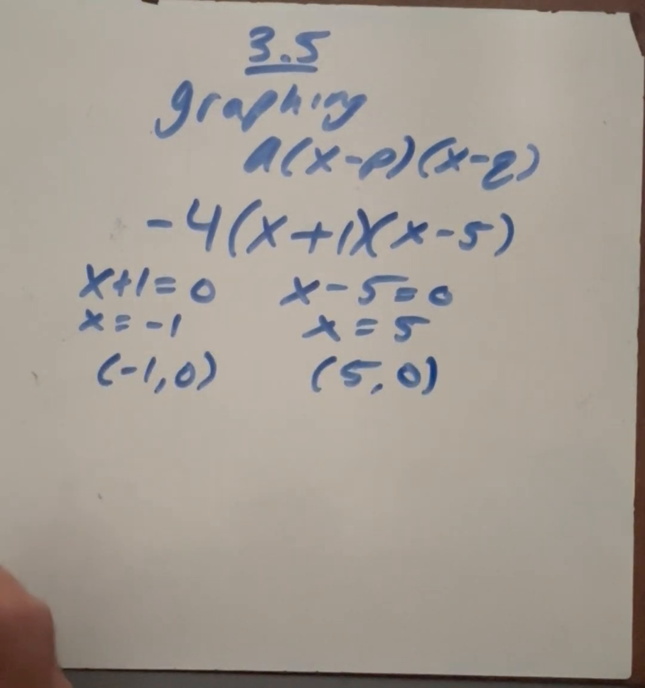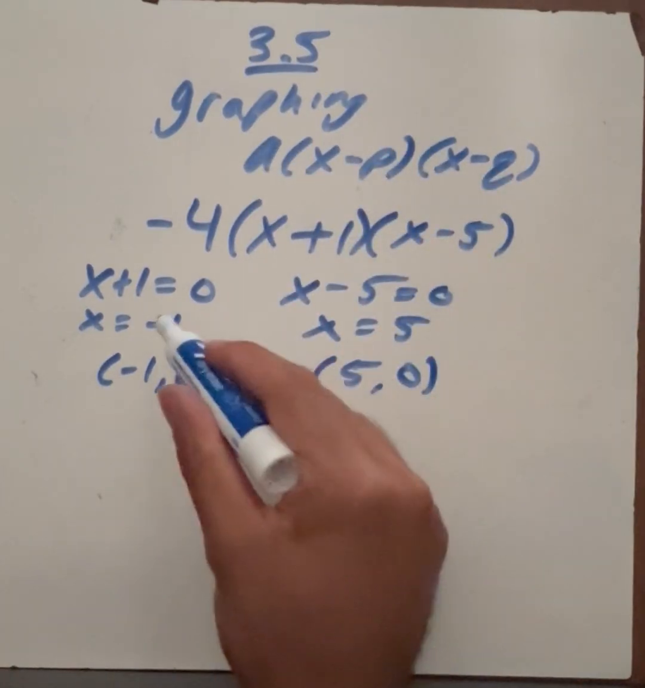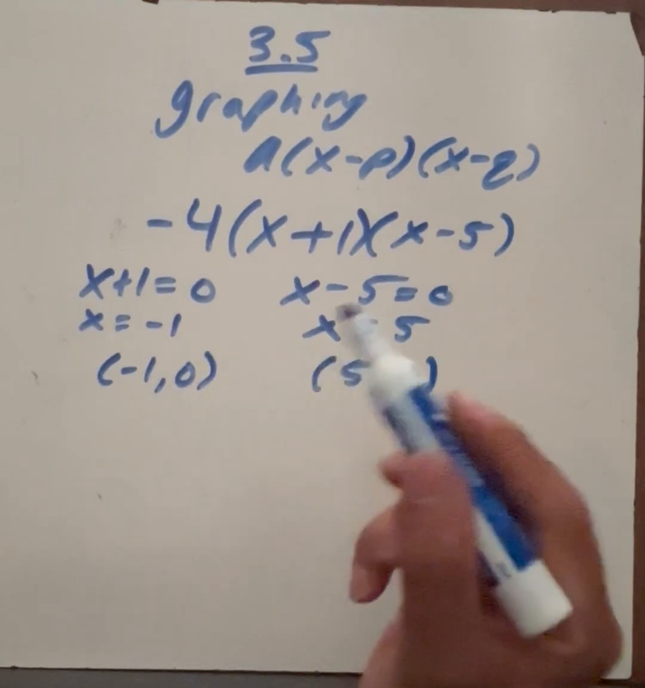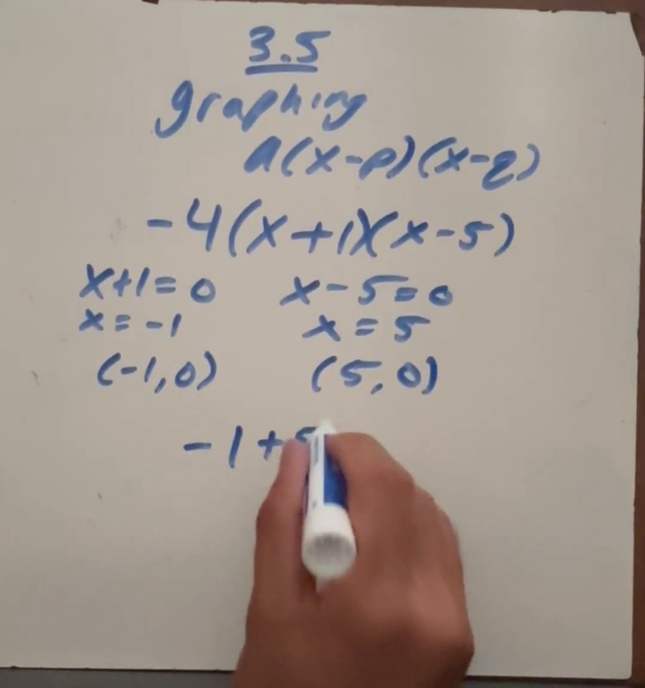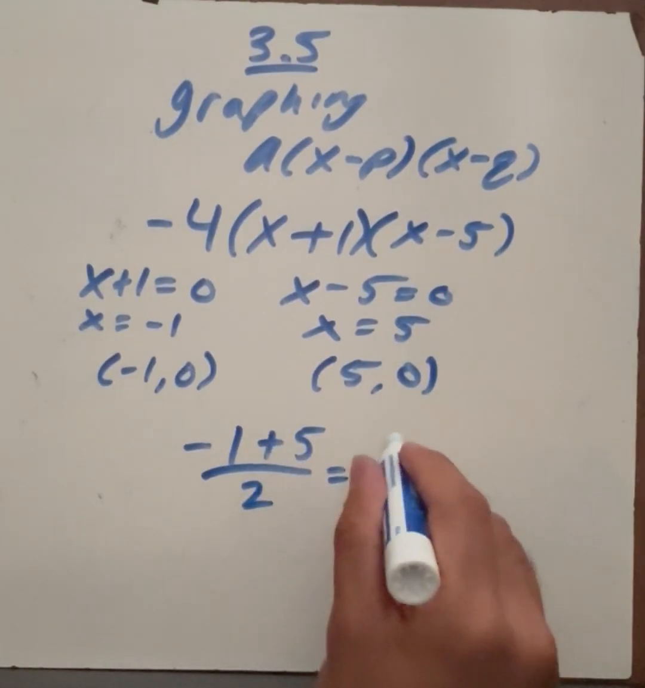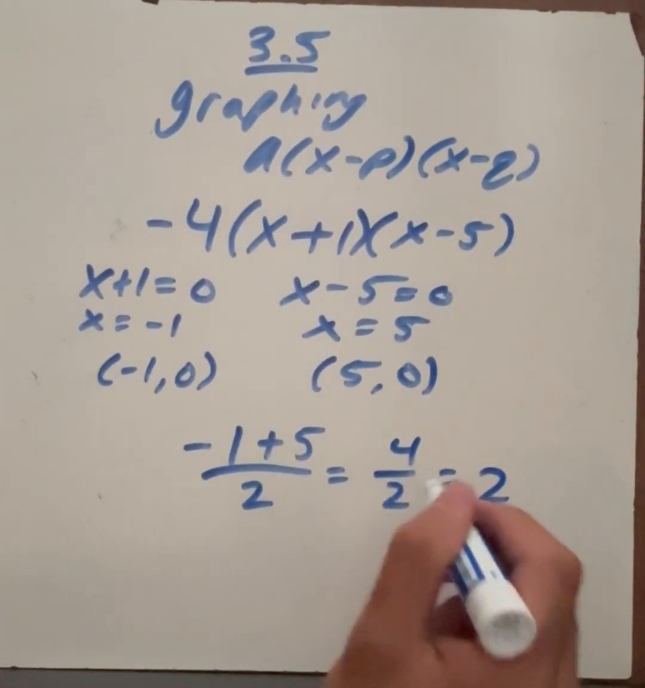To find the axis of symmetry when your form looks like this, we have to take one of the x values and the other x value, add them up, and then divide it by 2. So it's going to look like this: negative 1 plus 5 divided by 2. Negative 1 plus 5 is 4, so we divide 4 by 2 and we get 2. So the axis of symmetry is at 2.